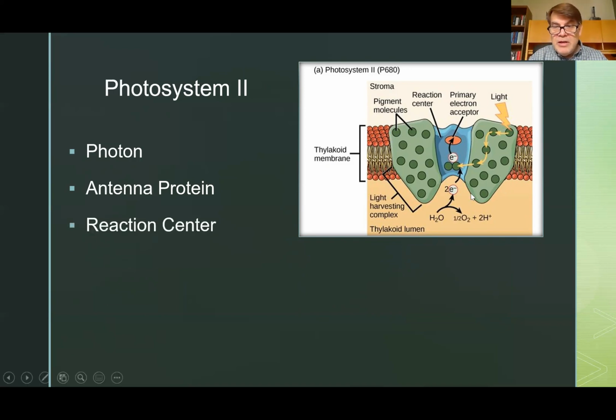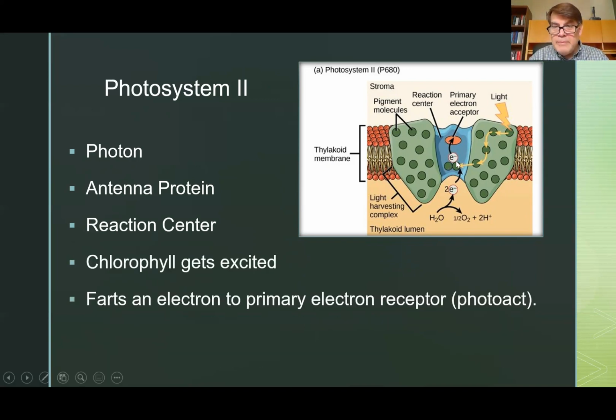it, and then it goes to the reaction center, where the chlorophyll A, and I suppose B too, but the chlorophyll A is, and the chlorophyll gets so excited, and it farts an electron out, and the electron goes to the electron receptor. This is called a photoact. Farting is a photoact. Okay, so at the next family gathering, let's be looking for photoacts.